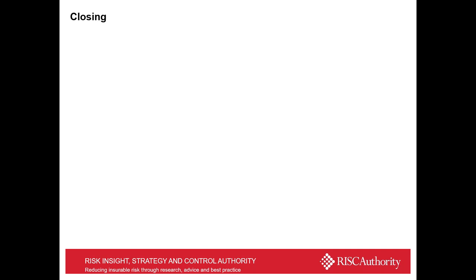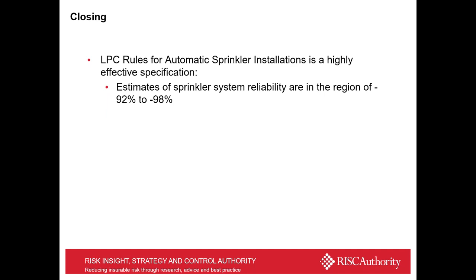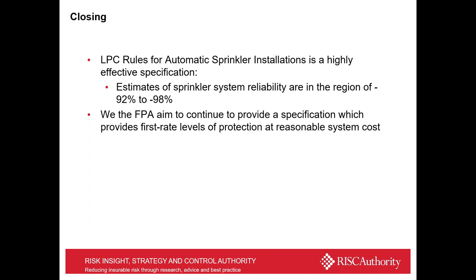So in closing for the update and the webinar, the LPC rules for automatic sprinklers is a highly effective specification. It's proven to work, and the estimates of sprinkler reliability, based on people following these rules and the operability of sprinkler systems out there in the marketplace, is between 92 and 98% effective. We aim to continue to provide a specification which provides first rate levels at reasonable cost. Yes, we understand that there is going to be slightly increased service and maintenance costs for the new requirement of pipe selections, TB203 pipe inspections. We also understand that there's going to be a slight increase in water supplies, but this is minimal in the overall cost of the installations.